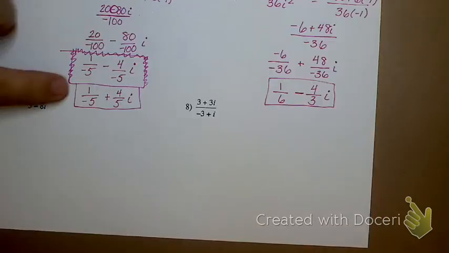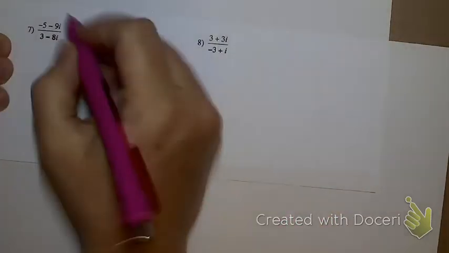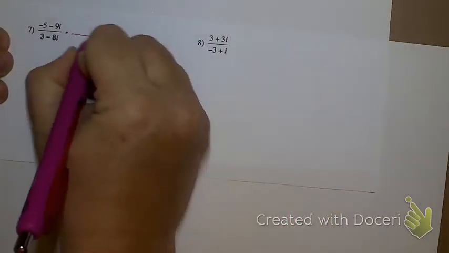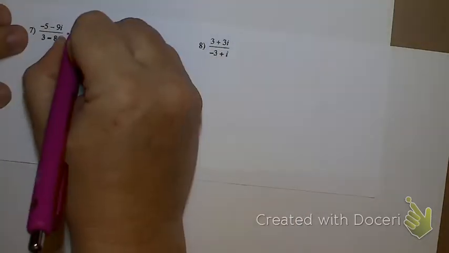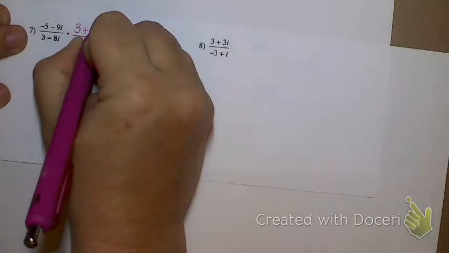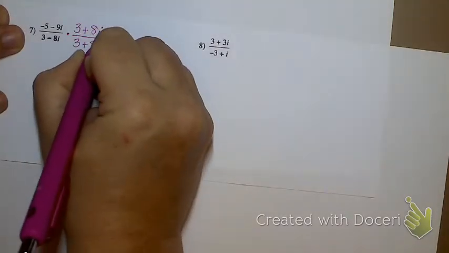Now, because I was kind of squishing my room there, I am going to actually give myself some more paper here. What am I going to multiply by here? 3 plus 8i over 3 plus 8i. Yes? Yeah.